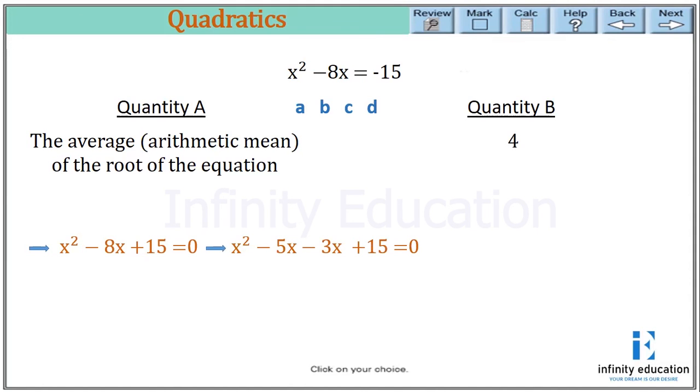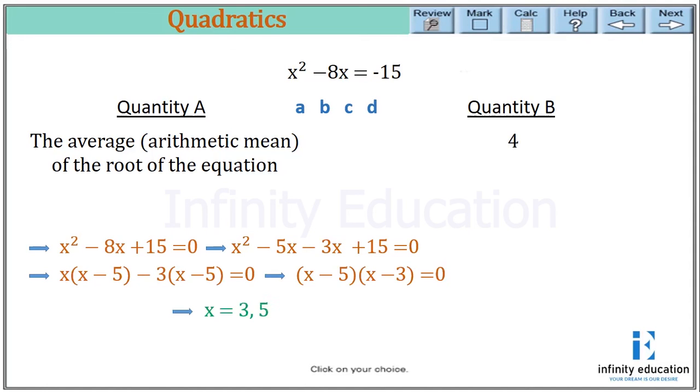So we are splitting it like x square minus 5x minus 3x plus 15 equals 0. If we take x common from the first two, we get x minus 5. And if we take minus 3 common, we also get x minus 5. So we can rewrite this as x minus 5 into x minus 3 equals 0. Now we are getting two values for x. As we know, the maximum power of x in the equation is 2, so there should be two values for x. So we are getting two values for x as 3 and 5.